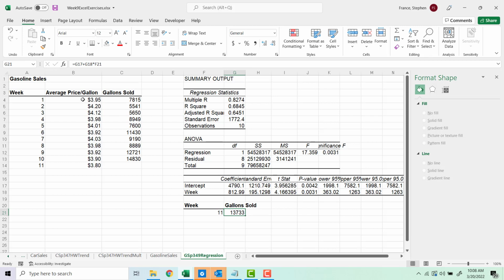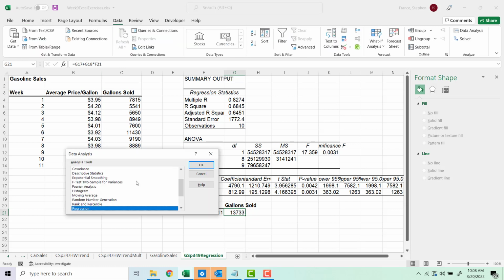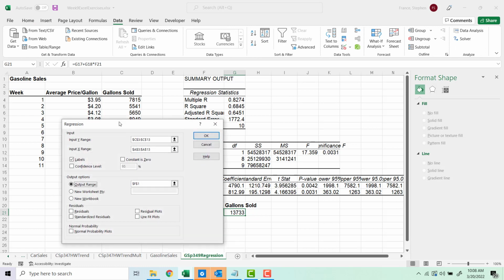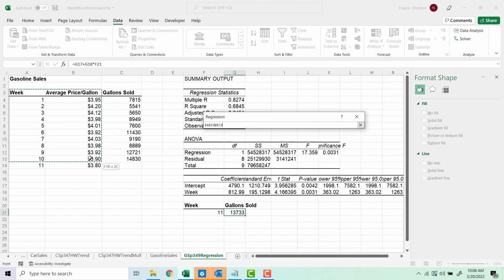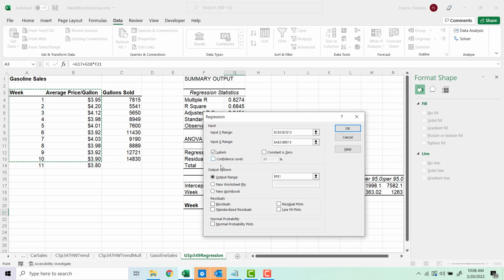Now, let's see if we can improve the model by adding the average price per gallon. So let's go Data Analysis, Regression. And here's the Y. The Y doesn't change, but this time we're adding both of these variables, and we're going to put the output directly below the previous one.